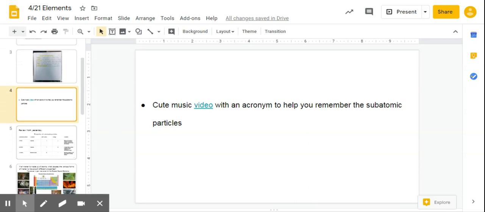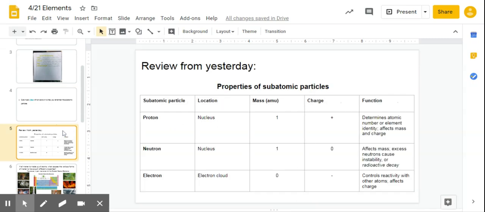All right. Continuing with our review, you made this table in your notebook yesterday with the properties of subatomic particles: the proton, the neutron, and the electron. The location of the proton is in the nucleus, that's the center of the atom. It has a mass of 1 atomic mass unit. It has a positive charge. It determines atomic number or element identity. That's actually what we'll talk about today. It does affect the mass and the charge.